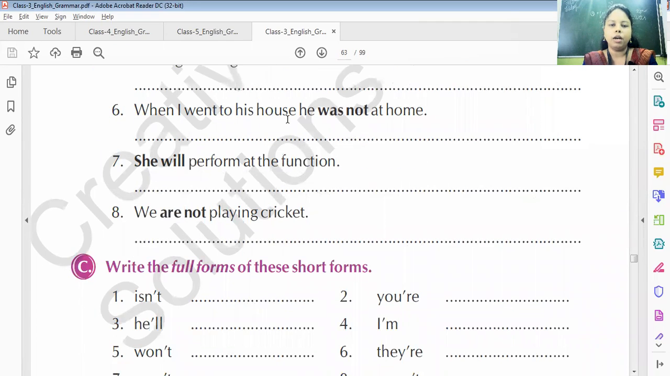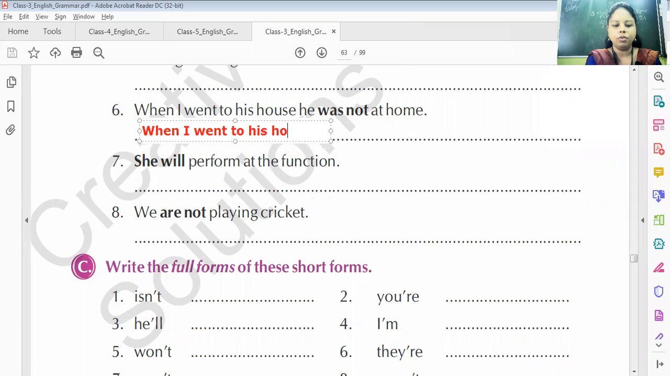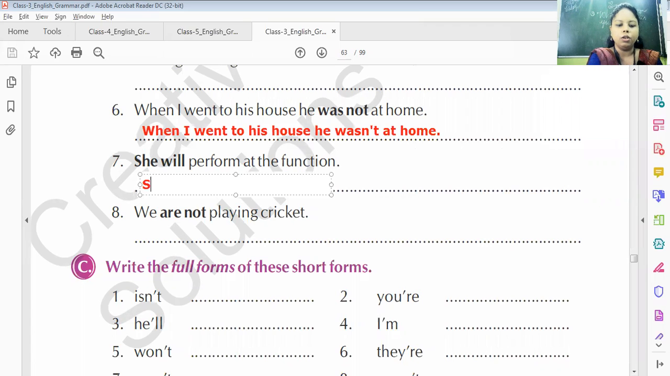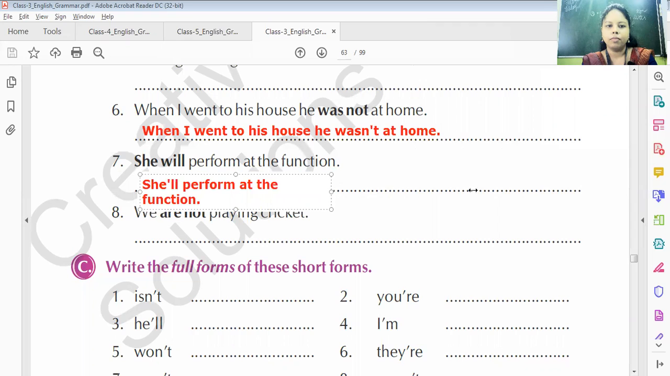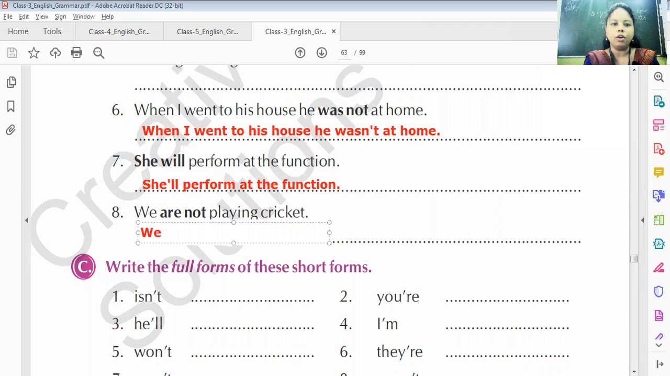Move to the next question. When I went to his house, he was not. He wasn't. When I went to his house, he wasn't at home. Full stop. Like this. She will perform at the function. So what is the short form of she will? She apostrophe double L. She'll perform at the function. Full stop. We are not playing cricket. So the short form of are not is A-R-E-N apostrophe T. We aren't playing cricket.